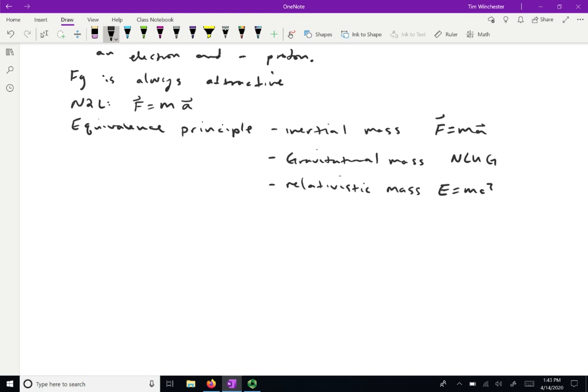All right, so this was one of the inspirations to general relativity, which goes way beyond what we can do in this class. But the fact that these three kinds of masses, which all show up in totally different areas, but are all seemingly the same quantity, is one of the mysteries that seems to be really important for modern physics.